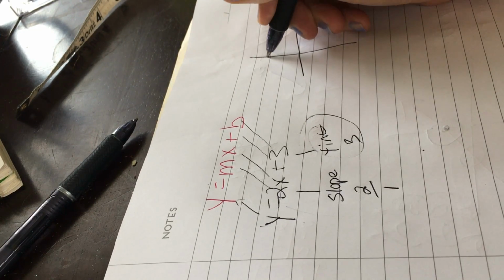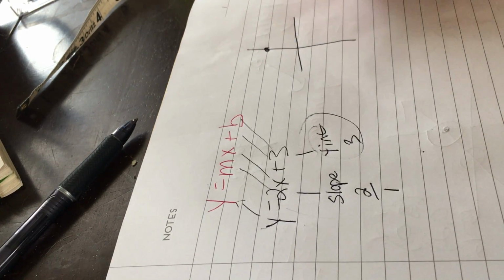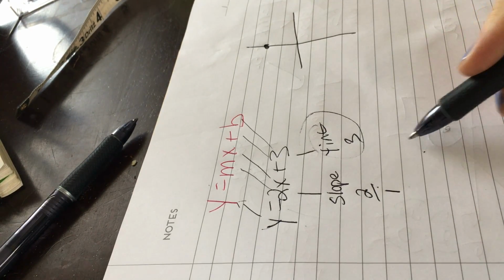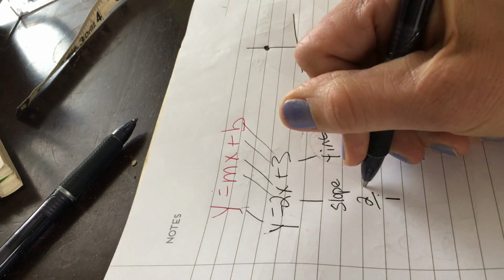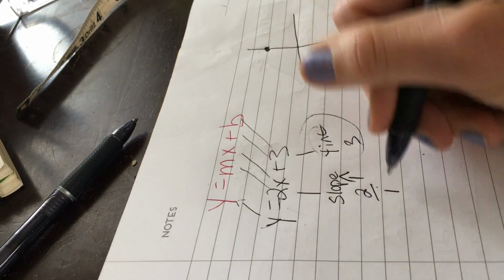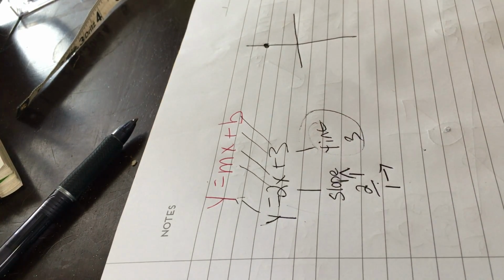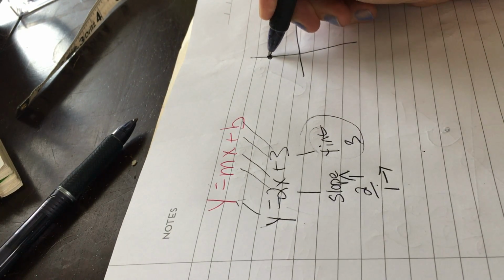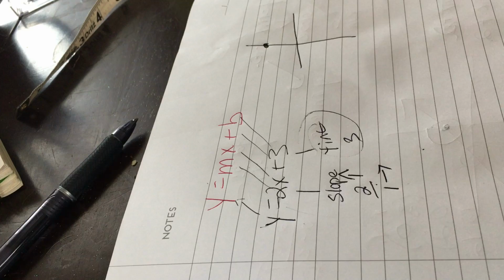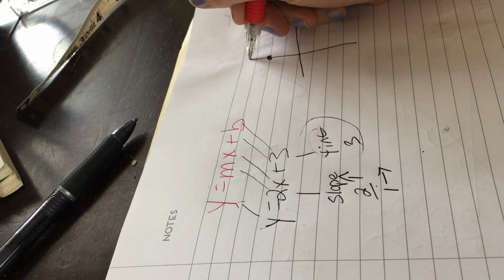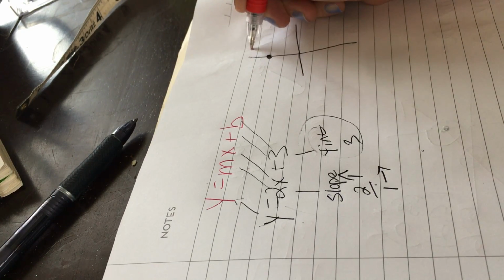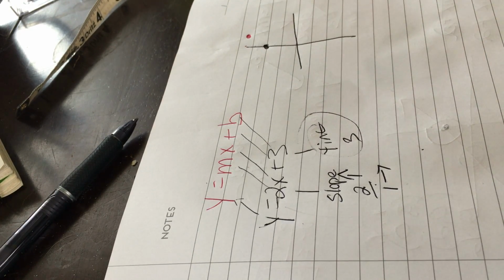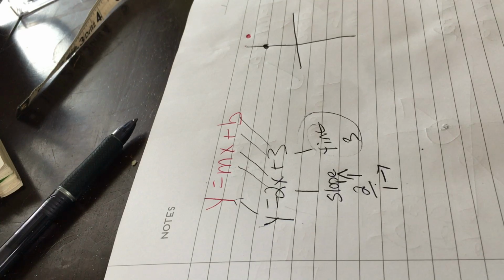1, 2, 3. Remember, I'm just making those up. I do know my slope is 2 over 1. So I rise 2, I go up 2, and I go right 1. So to graph another point so I can make my line, I just count up 1, 2, and over 1. Can I make a line? Yes, I can.